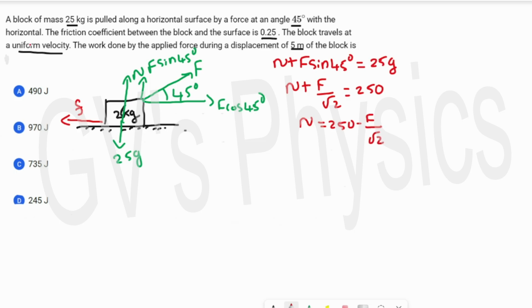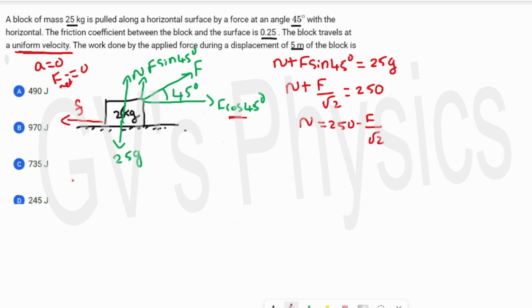Okay, so now we can see the question. The object is moving with uniform velocity. Uniform velocity means velocity is constant, so acceleration is 0. There is no external acceleration, that means there is no net force. So the net force goes to 0, so the applied force will be equal to the friction force because you have no net force.